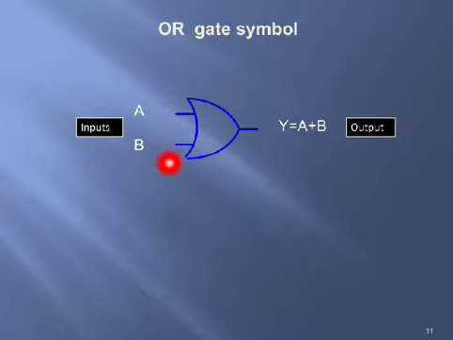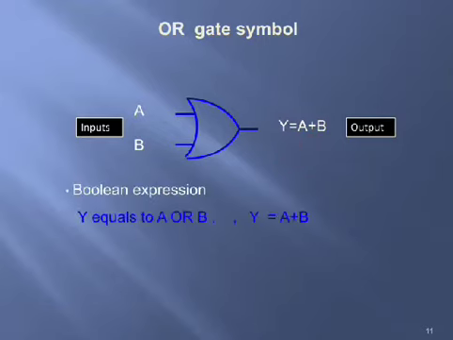Here A and B are the inputs and Y is the output, and Y is equal to A plus B is the expression for the output of the OR gate. Next we will see the Boolean expression, Y is equal to A or B. Mathematically you can express the output of the OR gate as Y is equal to A plus B, where A and B are the input variables and Y is the output variable.